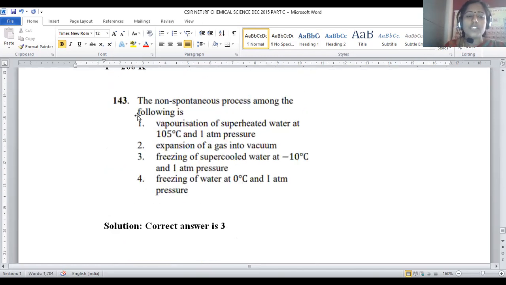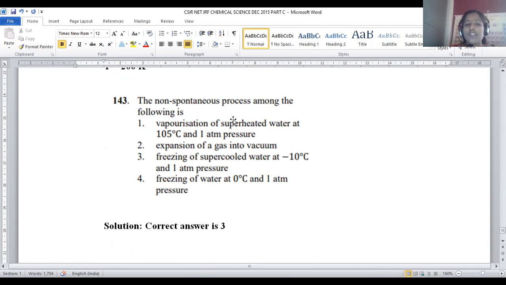Let us move on to question number 143. The non-spontaneous process among the following. What is called spontaneous? What is called non-spontaneous? If you are taking a river, the river always has a tendency to flow downhill. It is not possible to move the river from the lower to the upper region. So that is called spontaneity. Whatever process occurs in nature without any external impact is called a spontaneous reaction, right?